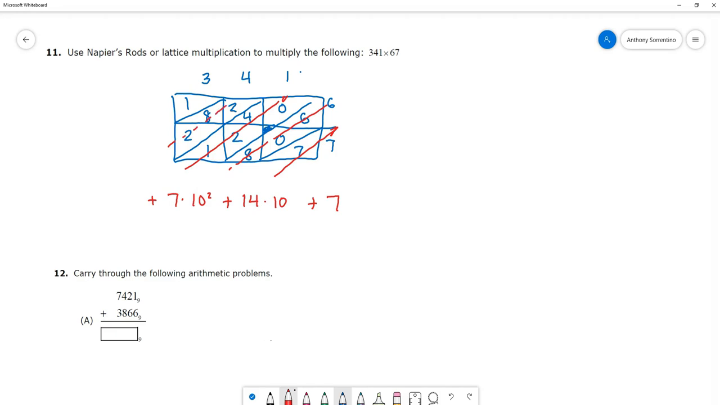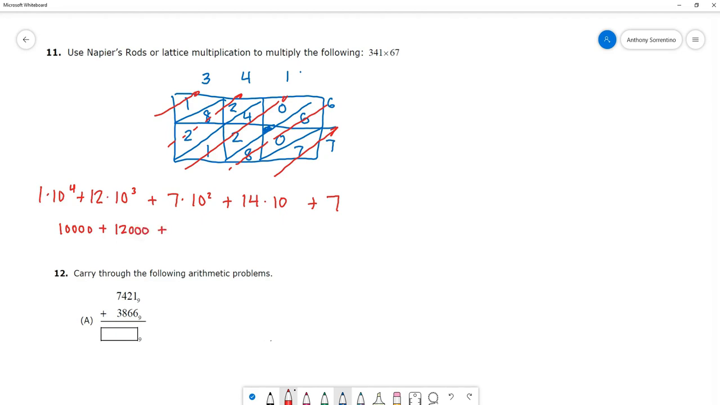This diagonal right here, 2, 8, and 2, it's going to be 12 times 10 cubed, or 1,000. And I have this last one here, which is going to be 1 times 10 to the 4th. So I'm going to have 10,000 plus 12 times 1,000, which would give me 12,000.